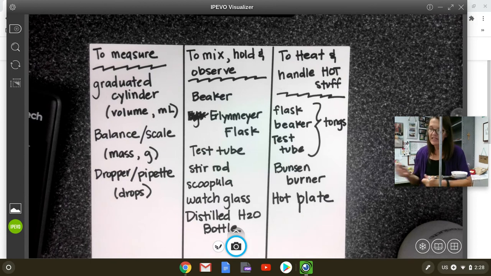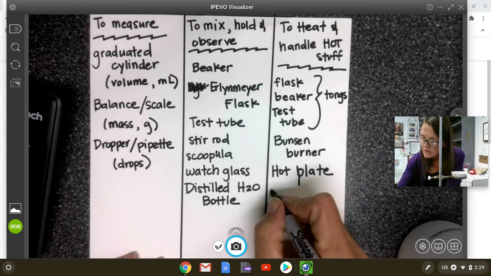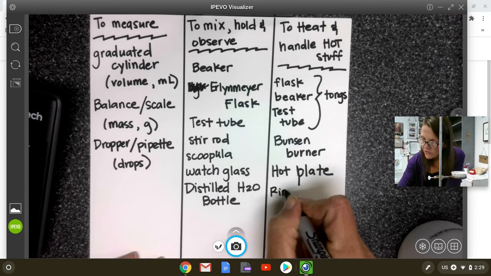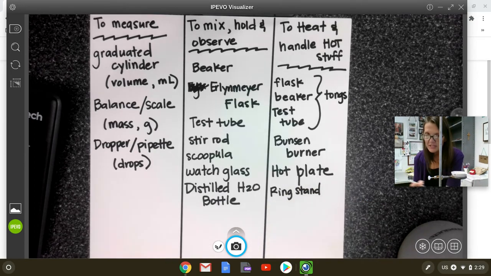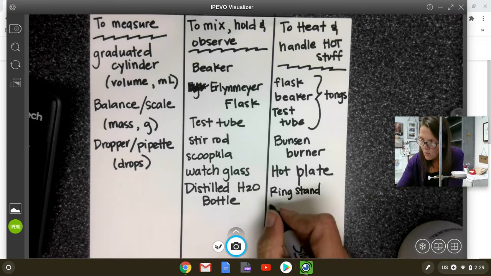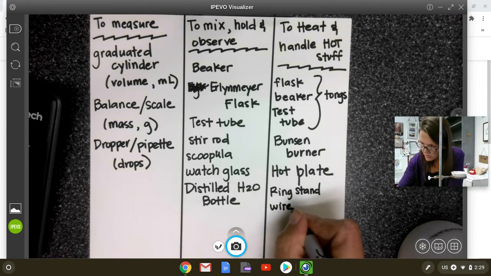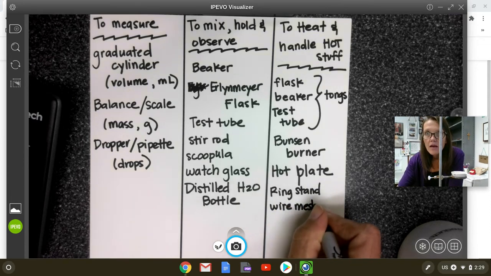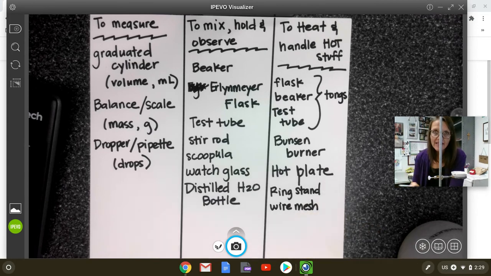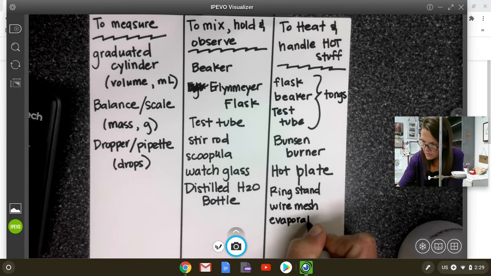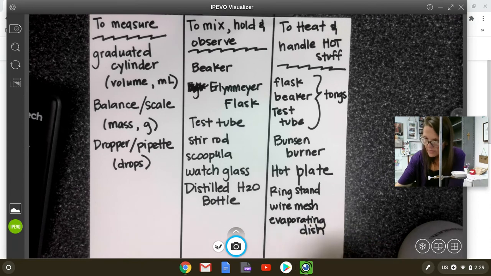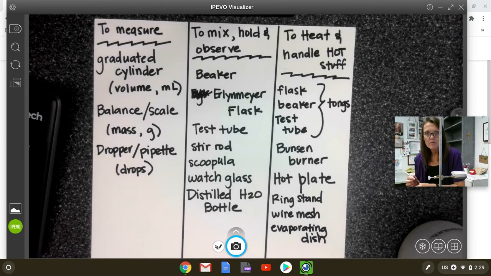We had the ring stand. And again, if you don't think you would be able to identify a ring stand from a picture, make sure that you make a little sketch. Then we had the wire mesh. And then we had the, let's see here, evaporating dish. Okay. So those are all the items that I want you to be familiar with.